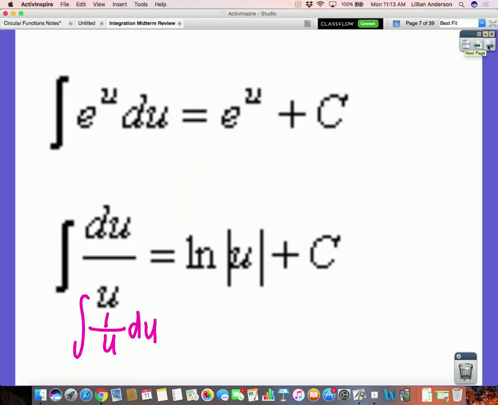The antiderivative of e to the x is e to the x plus c, and the antiderivative of 1 over x, or 1 over u, is equal to the ln of that variable plus c. If I recall, are these in your reference book? Yes. These are in your reference book, so you don't have to worry about memorizing them, but you do need to know how to use them. These are two of those special types of rules when you're not dealing with just a power function.